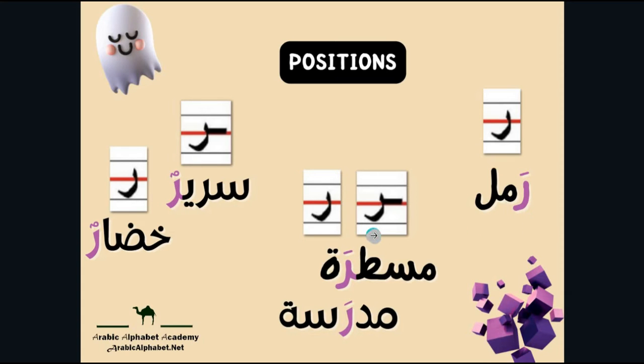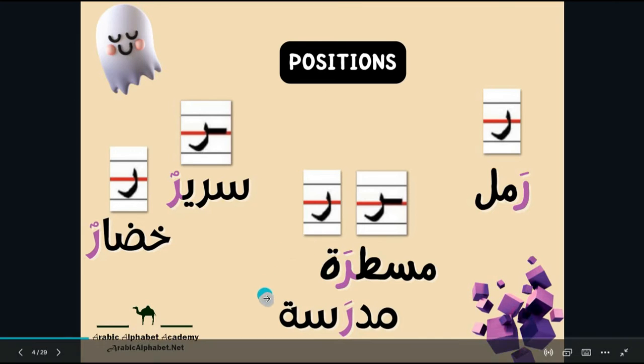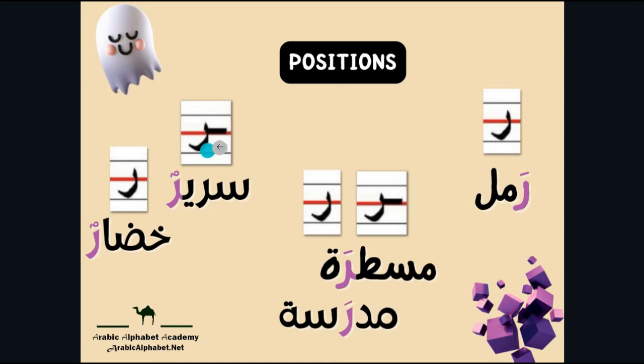In the middle of the word, we have two cases of the two forms. For the first one, we give the example of mistaraton, a ruler. In the second case, we give the example of madrasaton, a school. Finally, in the end of the word, we have also two cases. First of all, for Ra with the extension, we give the example of sariron, a bed, or isolated like in the word khudaron, vegetable.